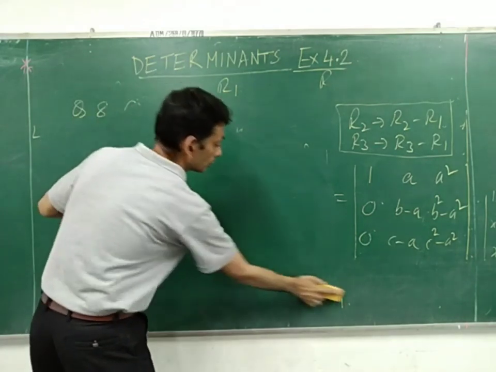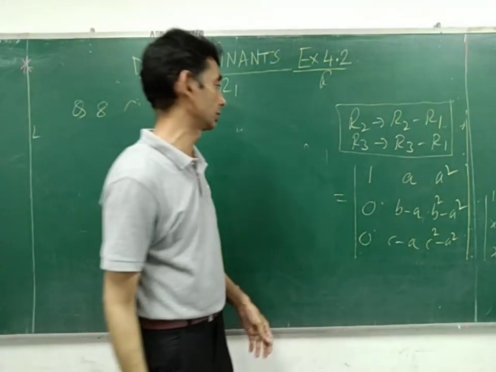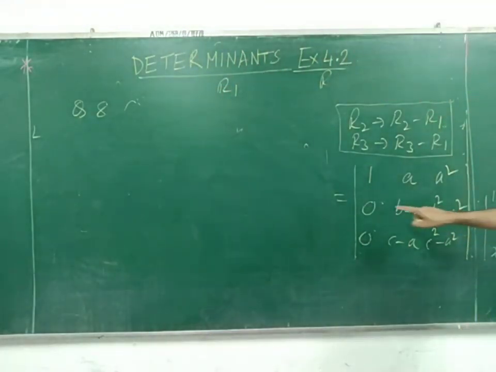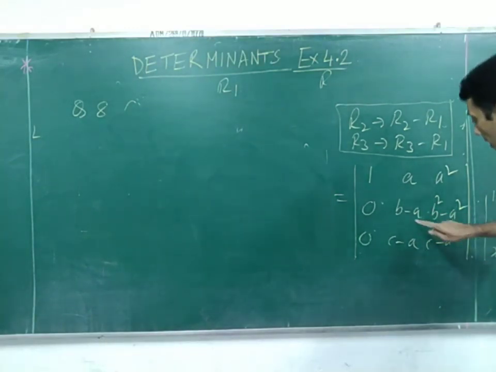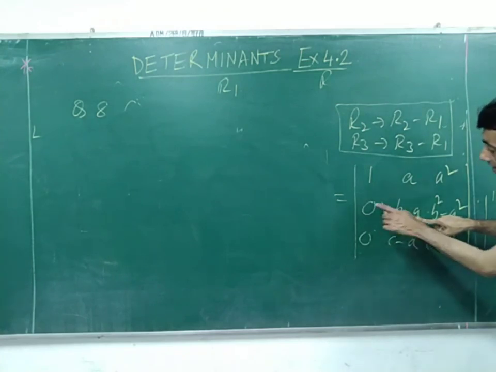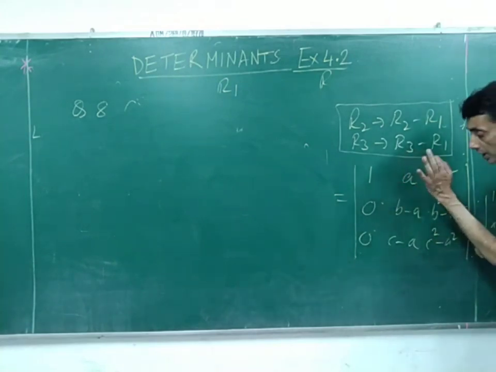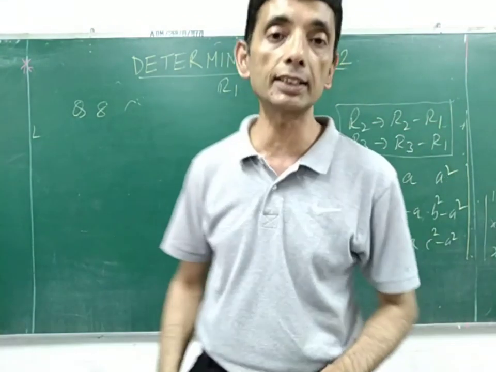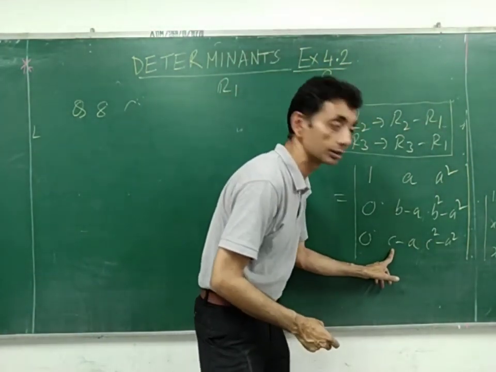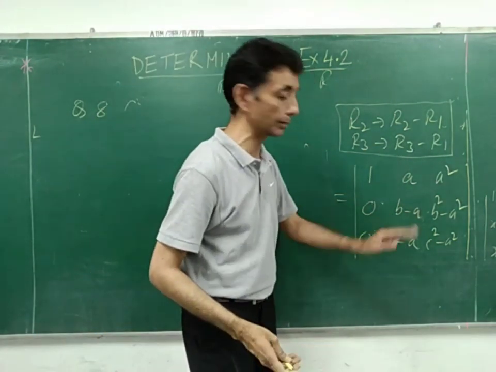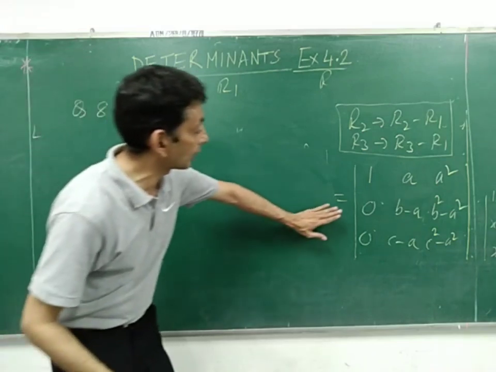Now, before you expand this determinant, remember one thing: if more properties can be used, please use them. Now compare R2. In R2, which term is common? Here it is B minus A, and since there is a 0, you can take any term common. What about B squared minus A squared? What is its factorization? It's (B plus A)(B minus A). That means in R2 there is a common term, B minus A. Similarly, there is a common term in the third row as well, C minus A. Therefore, we are going to take B minus A and C minus A common from R2 and R3 respectively.